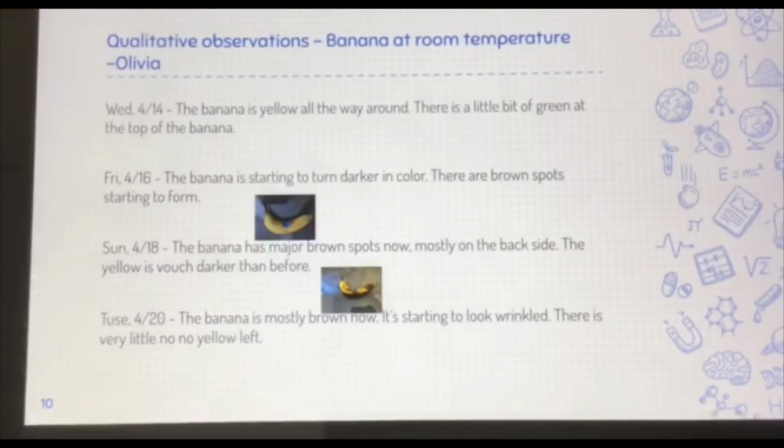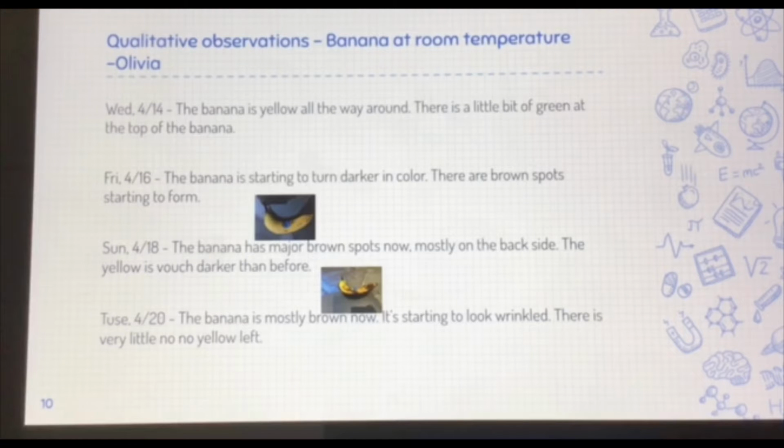The observations of Olivia, she did the banana at room temperature. On Wednesday, she said that the banana was yellow all the way around. There's a little bit of green at the top of the banana. On Friday, the banana is starting to turn a darker color. There are more brown spots starting to form.